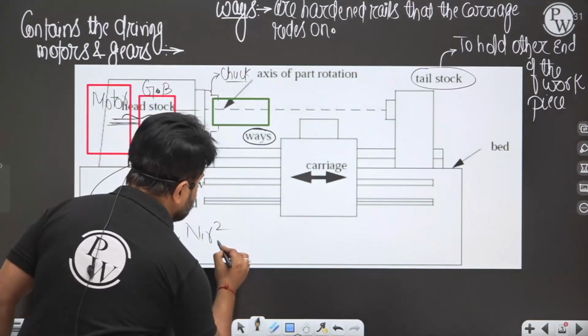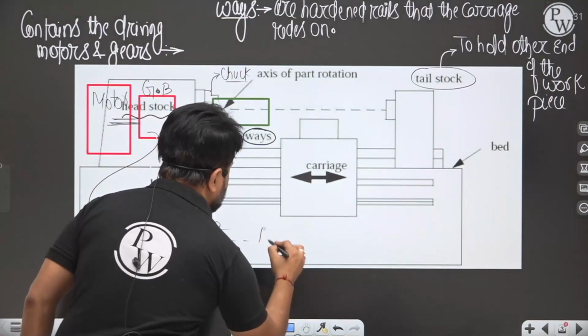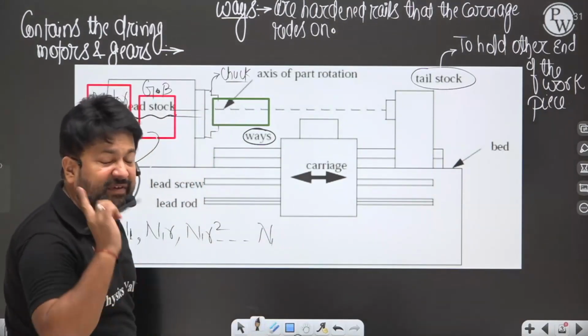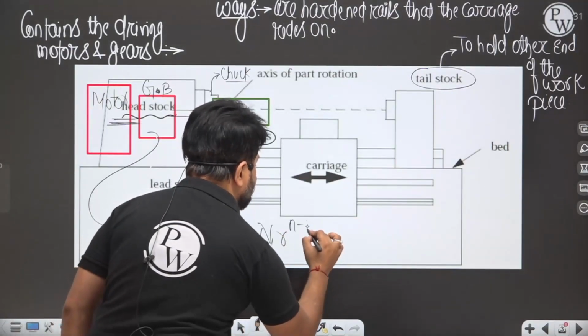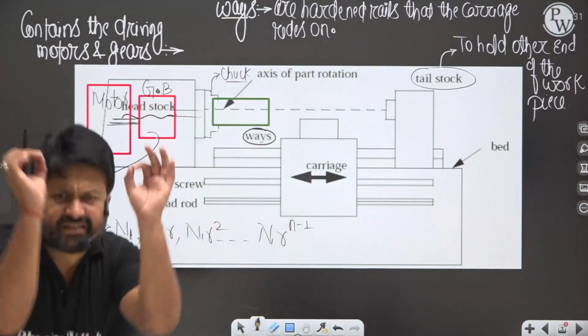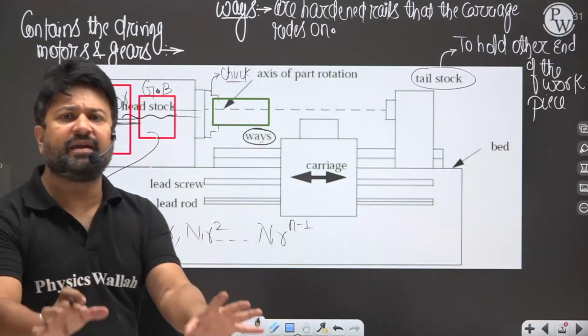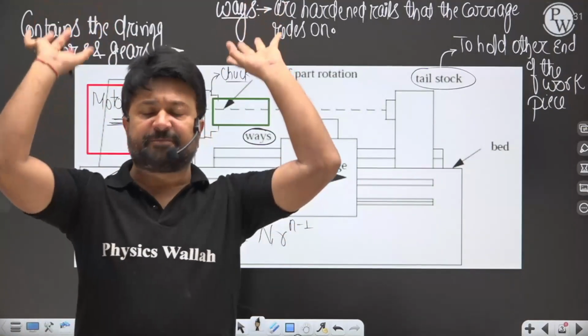It will go N1, N1 R to the power small n minus 1. What is small n? Small n is the number of spindle speeds.